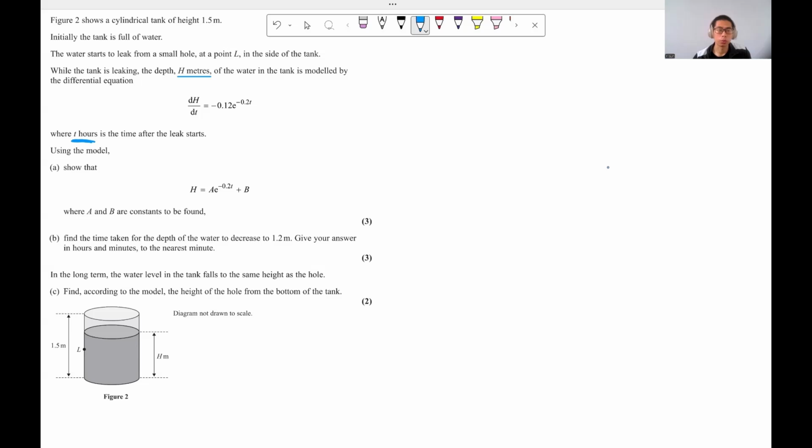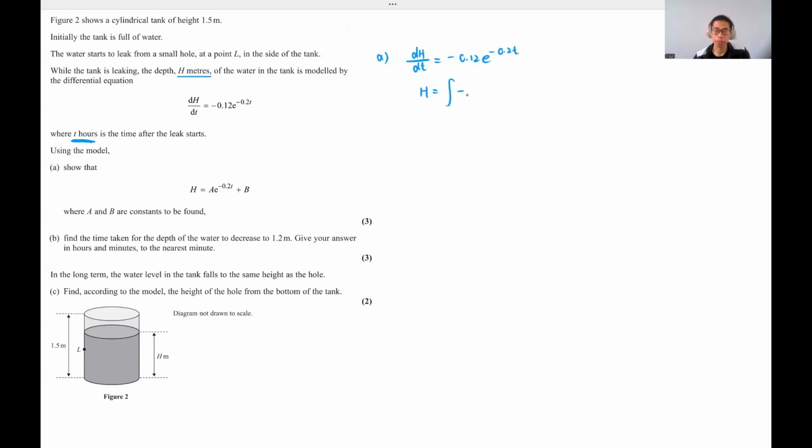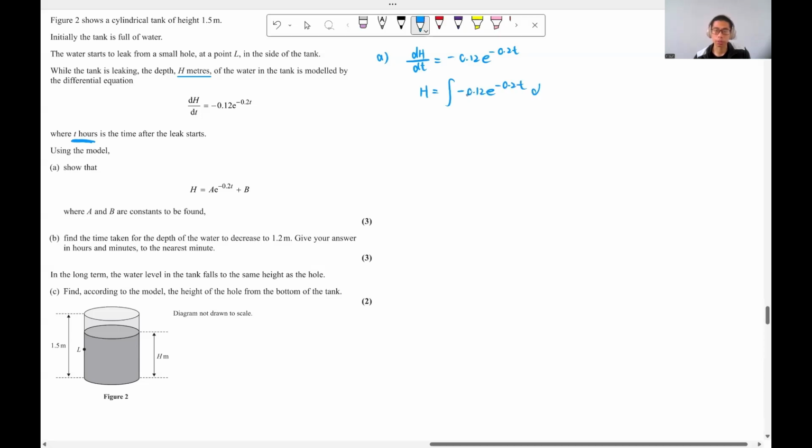Okay, so for part (a), we just have to integrate dh/dt equals negative 0.12 e to the power negative 0.2t. For this one, we don't have to use separation of variables because the expression on the right-hand side is just in terms of t. There's no h in it, so we don't need separation of variables. We just have to integrate straight away. So h is just the integral of negative 0.12 e to the power negative 0.2t dt.